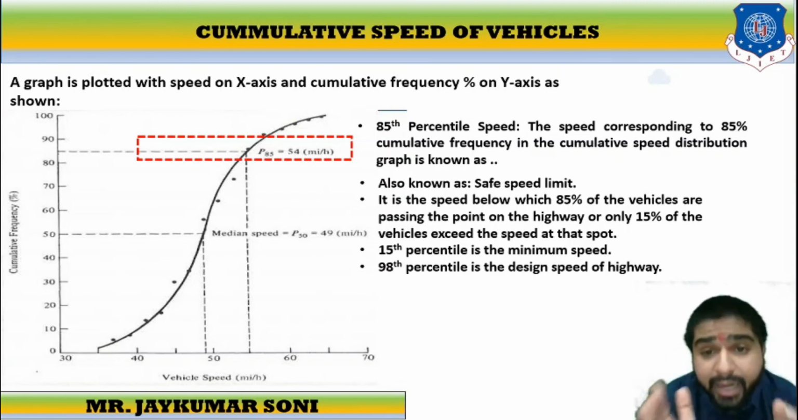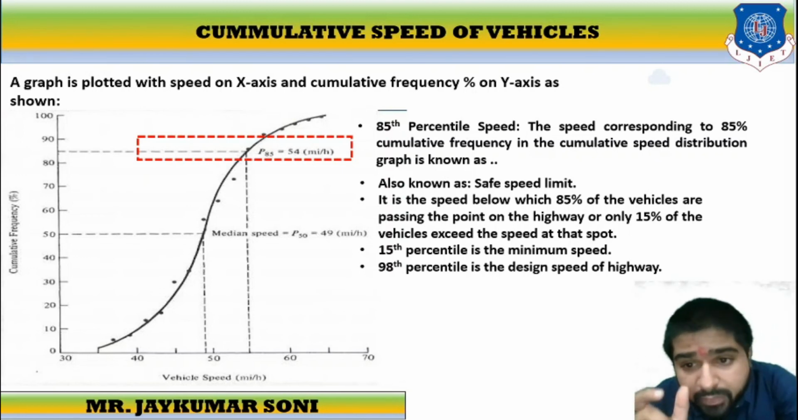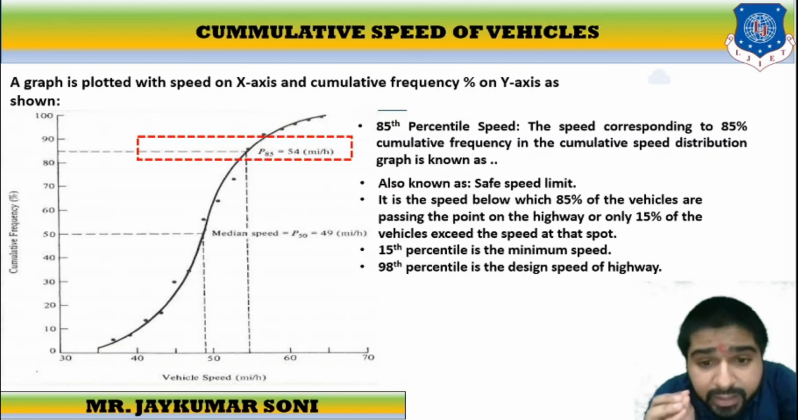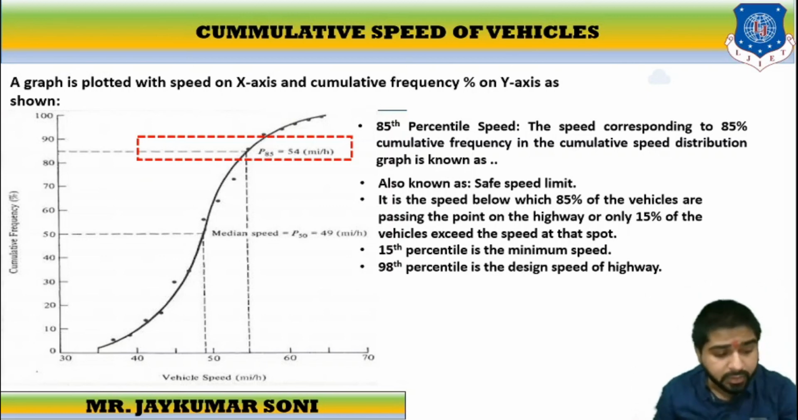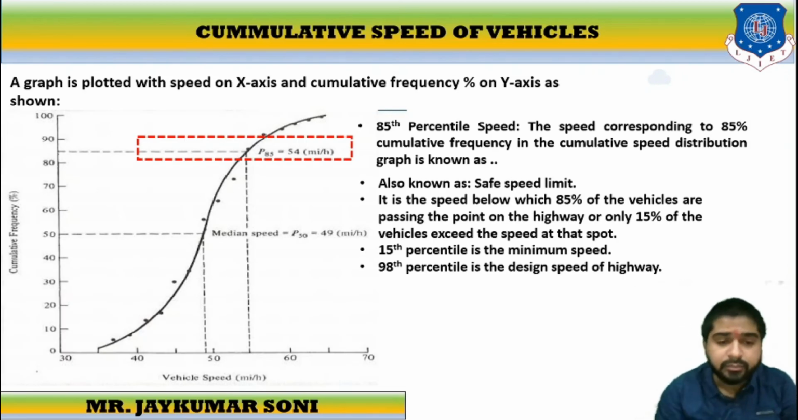What do you mean by 85th percentile speed? It means that it is the speed below which 85% of the vehicles are passing at that point of the highway, and only 15% of the vehicles are exceeding this limit. So this is about that. So we have learned about these things.